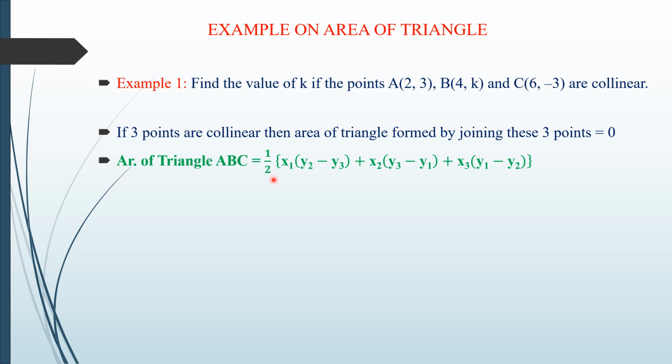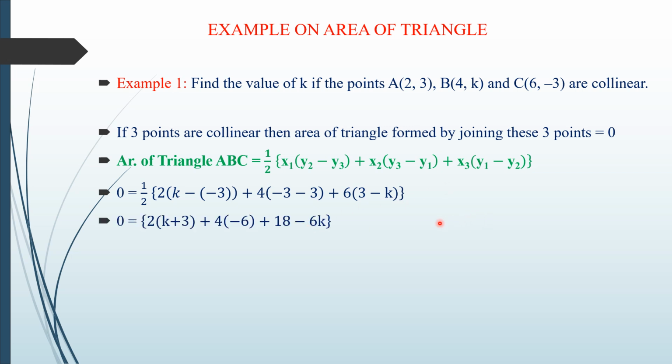We know that the area of triangle formula is given like this. When we substitute all the values here, the area of the triangle, when these 3 points are collinear, should be equal to 0. Therefore, I equate this to 0. 1 by 2 I write as it is. x1 is 2 here. Inside the bracket, y2 is k minus y3 is -3. So I have written it in the bracket here, plus x2 is 4, inside the bracket y3 minus y1. y3 is -3, y1 is 3. Then x3 is 6 here, inside the bracket y1 minus y2. y1 is 3, y2 is k.